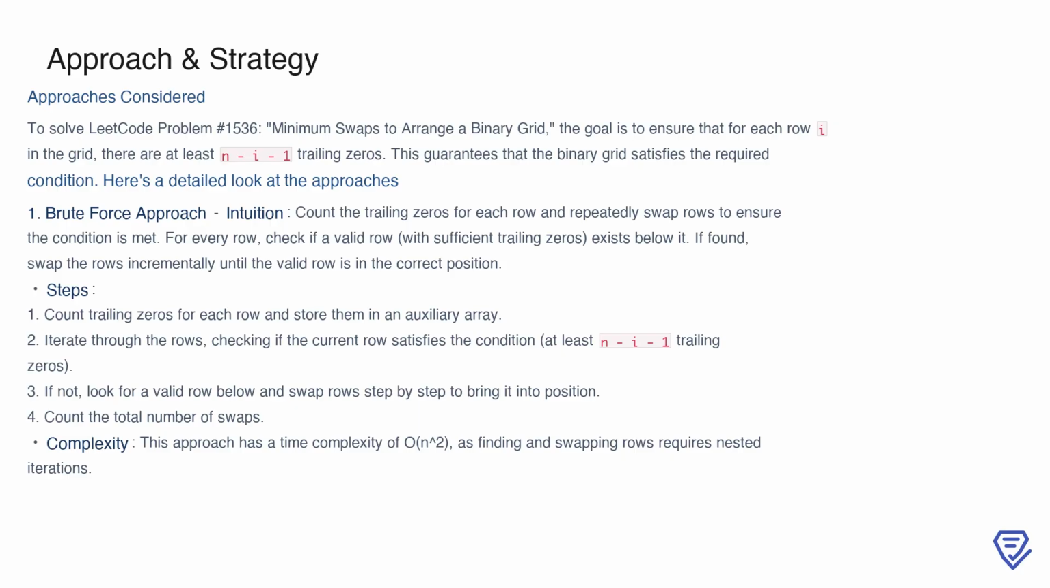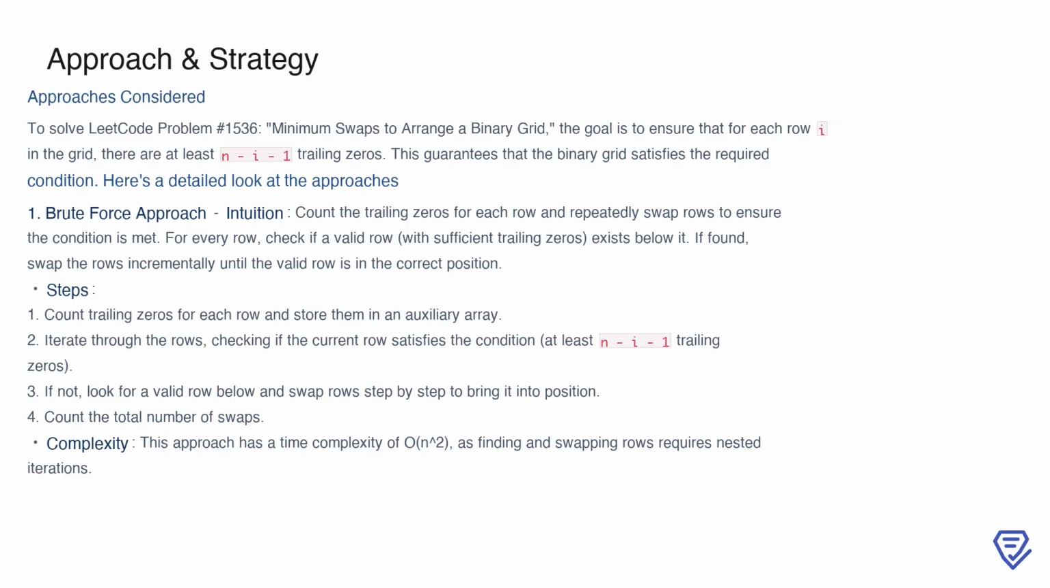The steps are simple. First, calculate the trailing zeros for every row and store this data in an auxiliary array. Then, iterate through each row, verify if it meets the required condition, and if not, look for a suitable row below and swap step by step. During each swap, we record the number of operations.